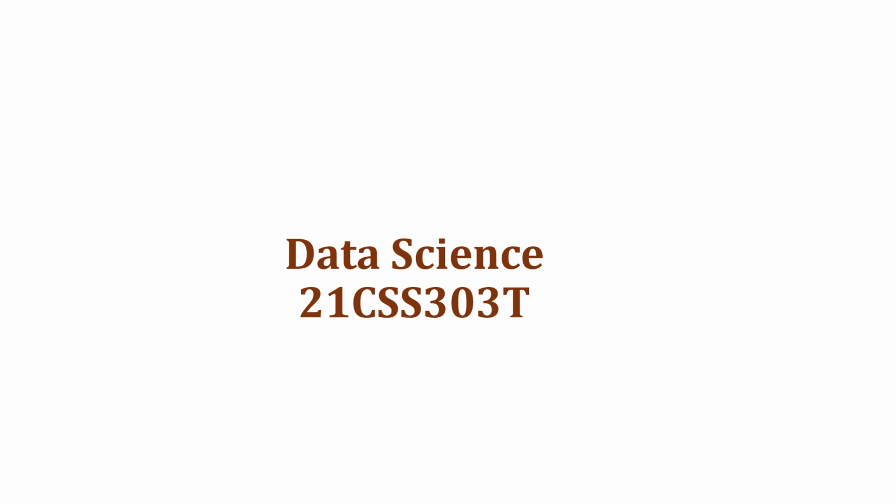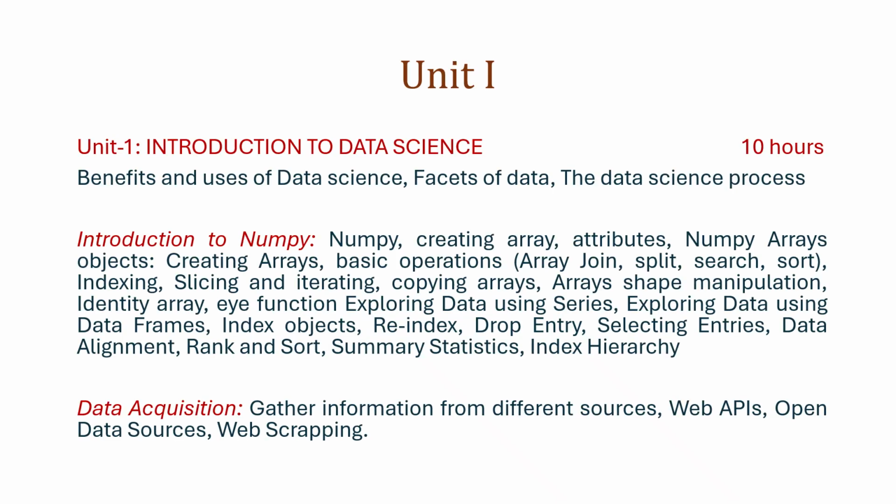Let us learn the course Data Science. In Unit 1 we have the theoretical contents, like introducing the basic concept and usage of data science, and then the phases of the data science process. In the end we have the data acquisition process, like gathering information from different sources, and then about web application programming interface, that is APIs, along with open data sources and web scraping.